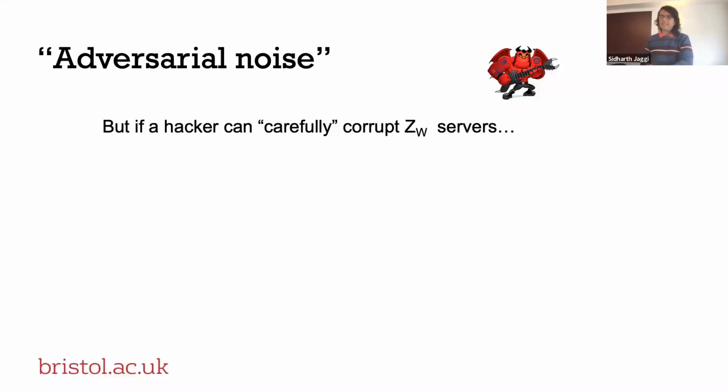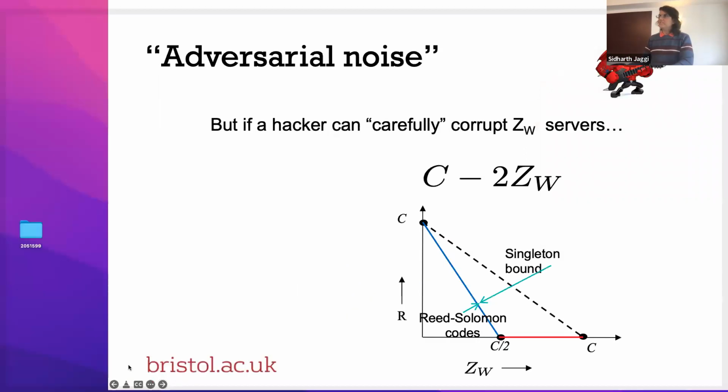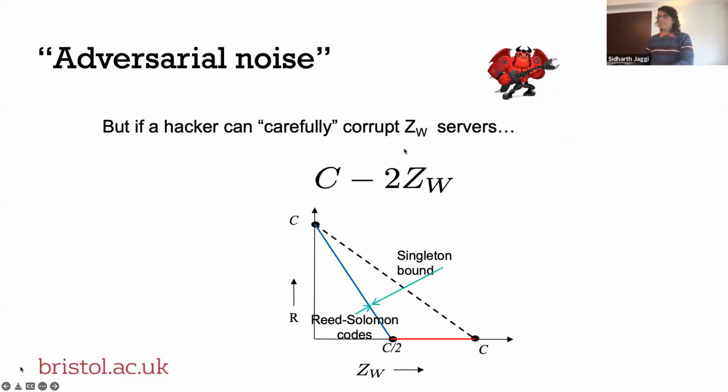So if a hacker can corrupt a certain number of servers, let's say ZW servers, then in fact it's known that you pay a severe penalty: instead of C minus Z or C minus ZW, you can't hope for anything more than C minus 2ZW because of something called the Singleton bound, that I'll describe in a little bit. And indeed, you can achieve it via slightly more sophisticated decoding strategies for Reed-Solomon codes. So you can achieve that performance.